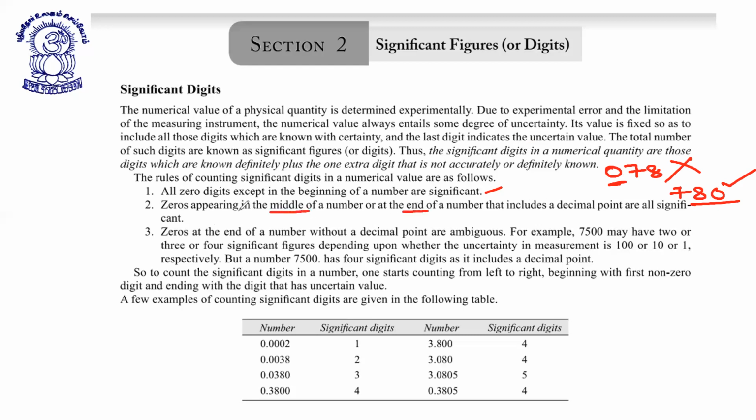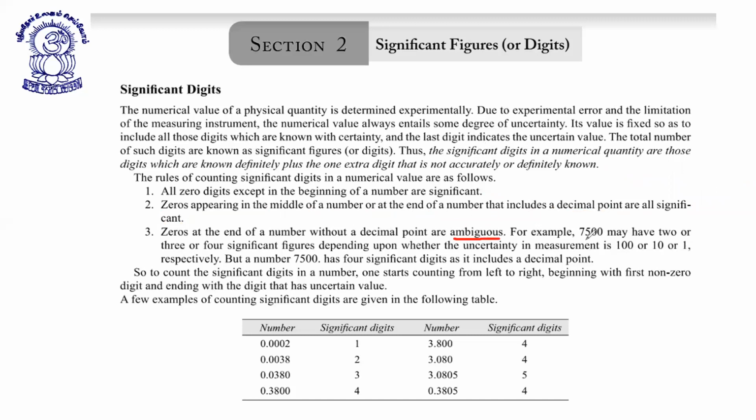Zeros appearing in the middle of a number, or at the end of a number that includes a decimal point, are all significant. Zeros appearing in the middle of a number, for example 705, are significant. This zero is significant. Or at the end of a number that includes a decimal point, for example 705.06, this zero is also significant. Next, third point.